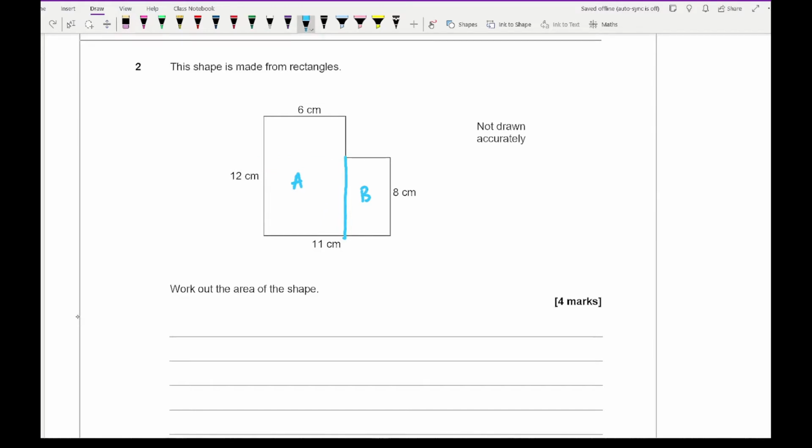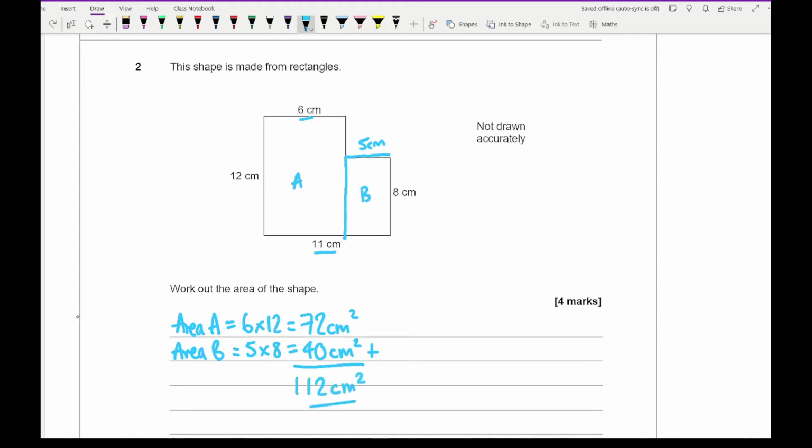So if I split the compound shape into these two rectangles, then the area of A is going to be 6 times 12, which is 72 centimeters squared. And the area of B, well, for this, I need to work out some of the missing lengths. That length there is going to be 11, take away 6, which is 5 centimeters. So the area of rectangle B is going to be 5 times 8, which is 40. Then to work out the total area, just add those two areas together, and I get 112 centimeters squared.